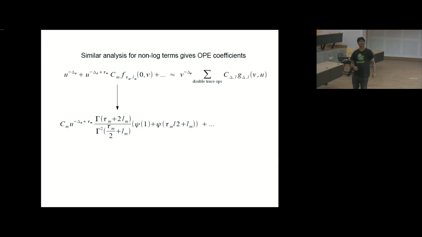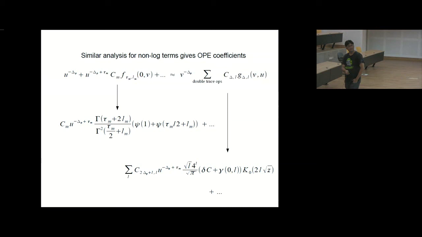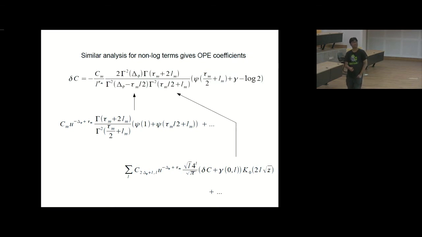I can do a similar analysis for the non-log terms. The non-log terms on the left-hand side look like this, and the non-log terms on the right-hand side look like this. And in this non-log term on the right-hand side, the OPE coefficient corrections come in, and this allows me to calculate the OPE coefficient in a similar way, and this comes out to have this form.